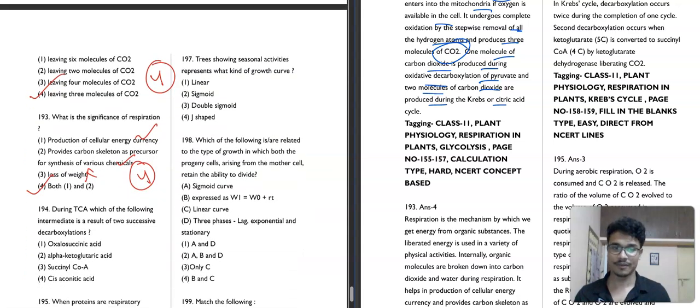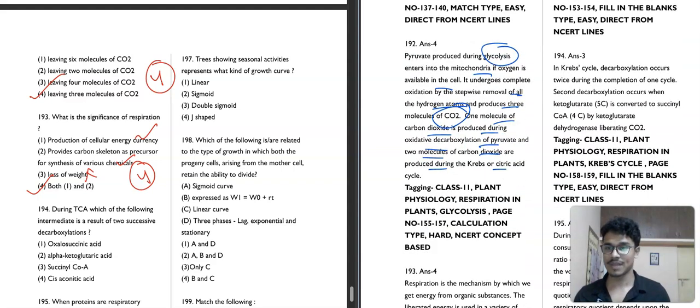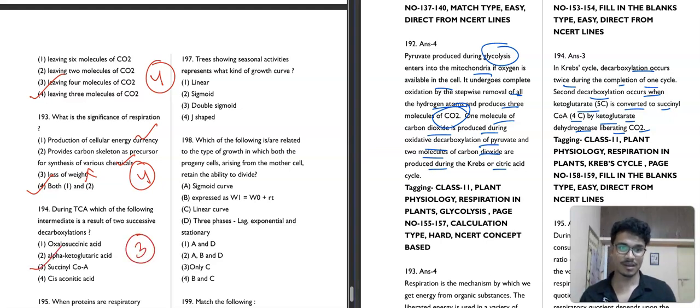Then question number 194. It is saying that in Krebs cycle, during TCA, means the Krebs cycle obviously, which of the following intermediates is a result of 2 successive decarboxylations? In Krebs cycle, decarboxylation occurs twice during completion of 1 cycle. Second decarboxylation occurs when alpha ketoglutarate is converted to succinyl coenzyme A by alpha ketoglutarate dehydrogenase, liberating CO2. So our correct answer is 3. Succinyl coenzyme A. Alpha ketoglutarate you can also add here.